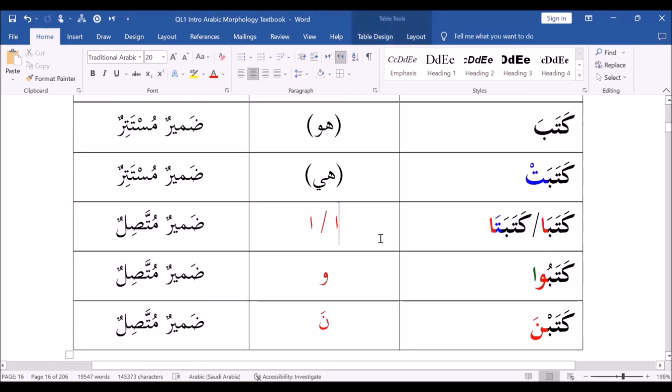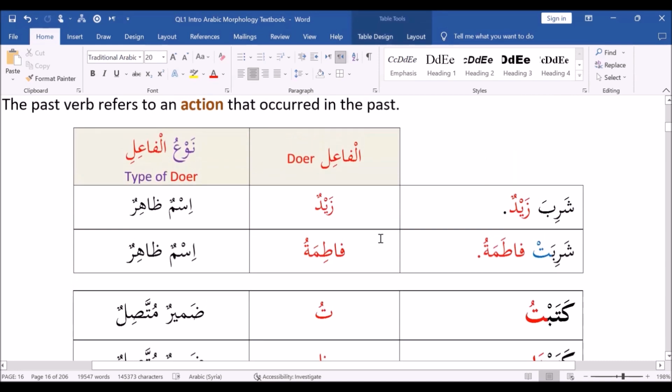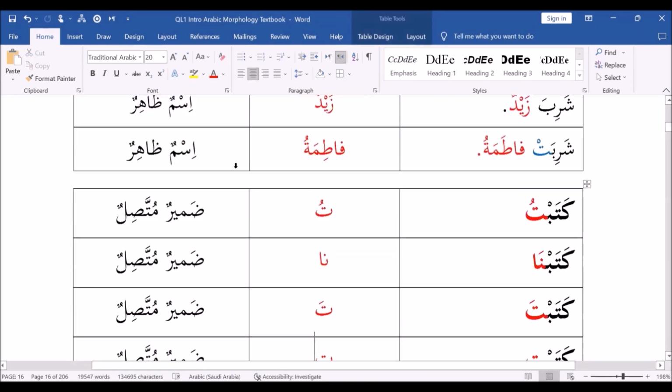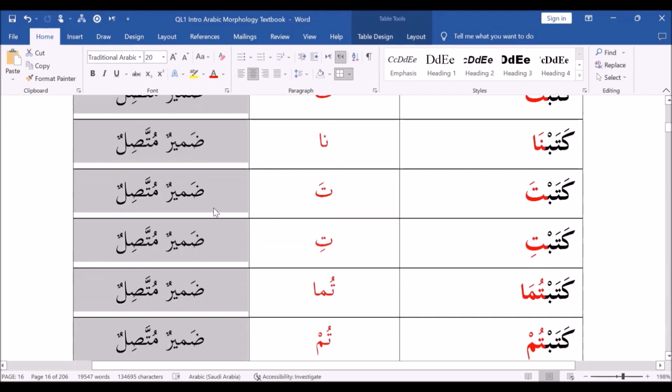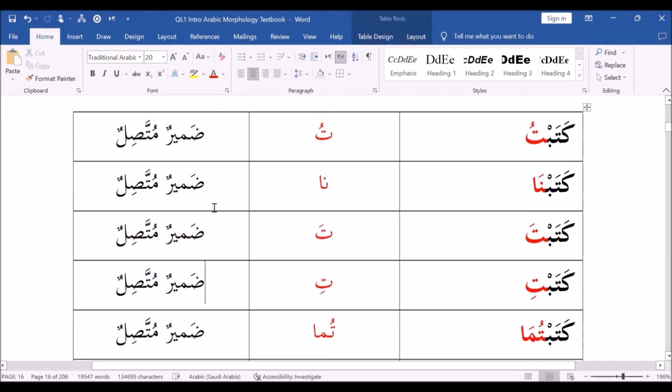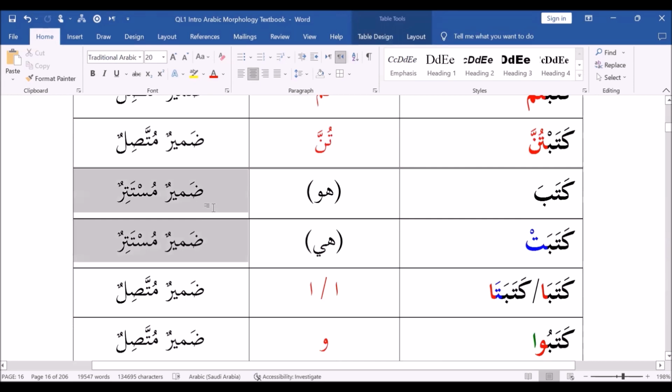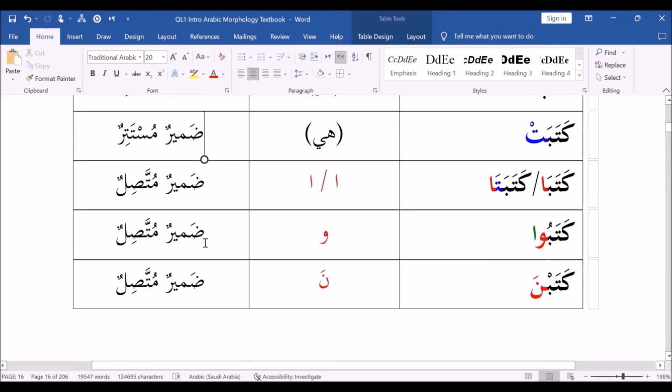Okay, so there are three types of fa'il we've seen so far. The first type is ismun zahir, like Zaid, Fatima, Muslimun, any proper name, anything that is a noun that is mentioned separately after the fi'il. And then we saw a whole bunch of damir muttasil. That's the second type. The third type is damir mustatir, hidden, and it's only for kataba and katabat, or shariba and sharibat, okay? And then we're back to damir muttasil. So there are three types of fa'il: the ismun zahir, damir muttasil, and damir mustatir.